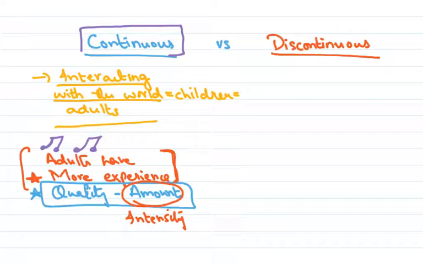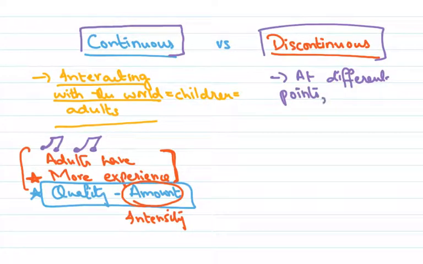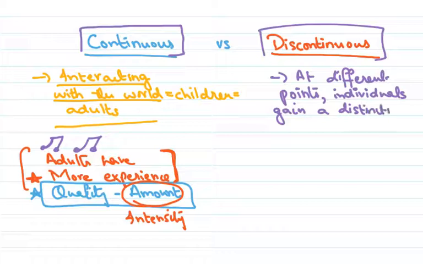When we contrast this with more discontinuous approaches to development, the premise, or the assumption, is that at different points individuals gain a distinctive set of skills. Now, what does this mean?